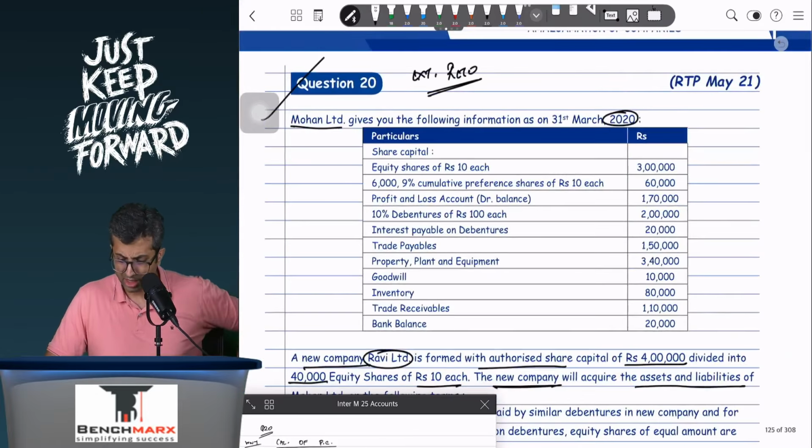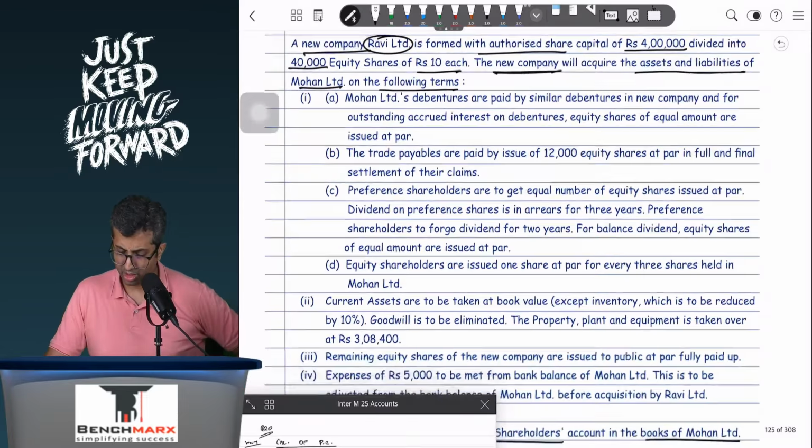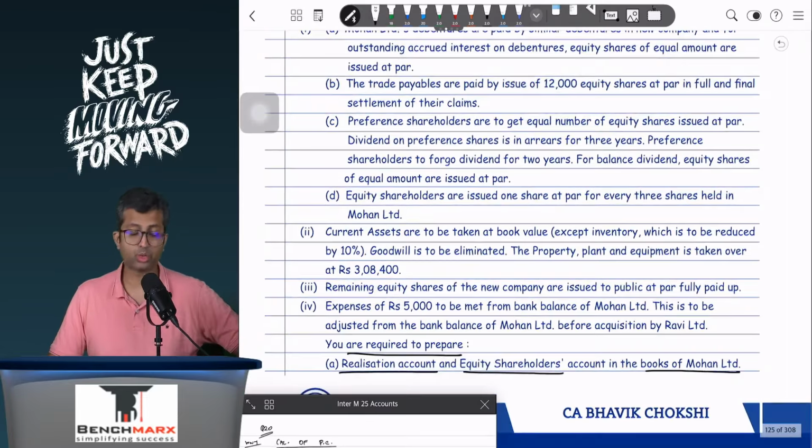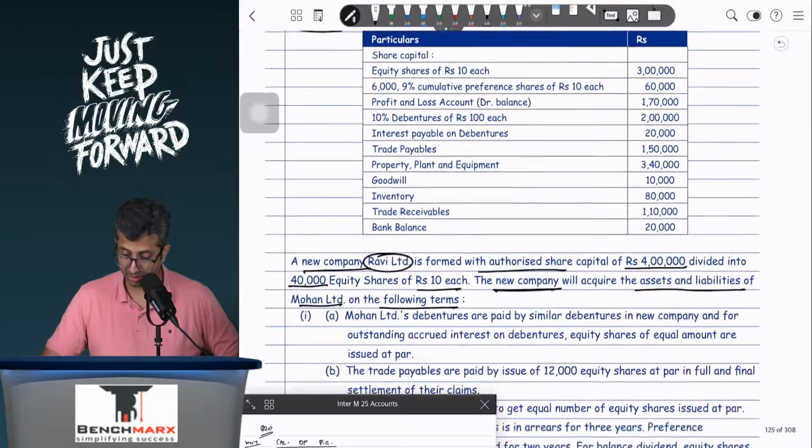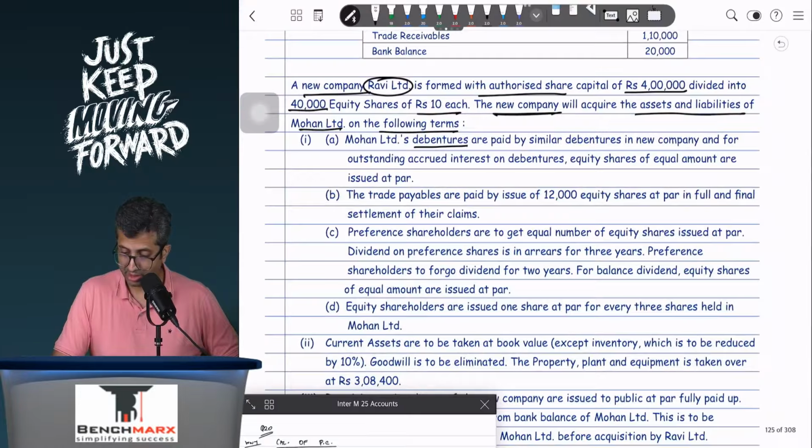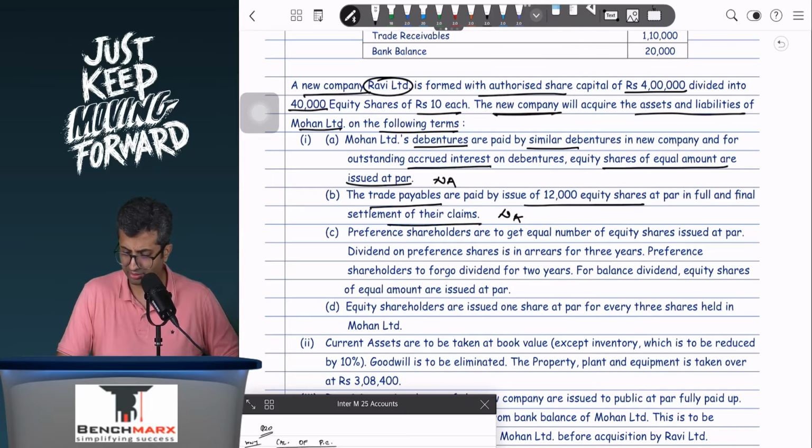Fair enough. So over here, if I go to see, you have to prepare the realization account and equity shareholders account, for which you will again need to find the PC. Mohan's debentures are paid by similar debentures in the new company, and for outstanding accrued interest, equity shares of an equal amount are issued at par. This is a part of your net assets working. Trade payables are paid by issue of 12,000 equity shares at par in full and final settlement of their claims. Again, this is a part of my net assets.